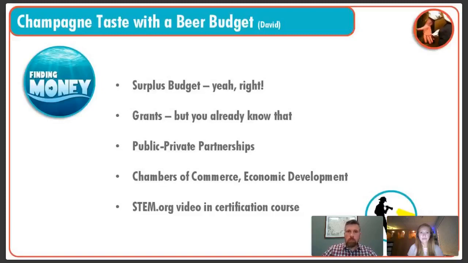Public-private partnerships are great. We actually have one of these in Tioga, North Dakota, and we have an energy company that does wind and solar power up there. And so because they do business there, they want to give back to their community. And we talked a little bit about how that could work there.